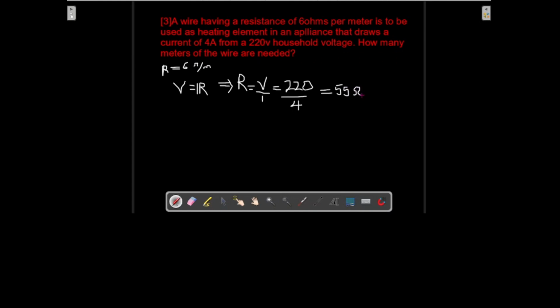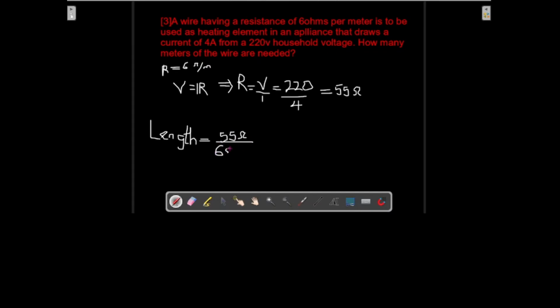Now think about this. If one meter of the wire has a resistance of 6 ohms, and we're looking for a total resistance of 55 ohms, that means if 1 meter is 6 ohms, then 2 meters has to be 12 ohms, 3 meters has to be 18 ohms. So we keep multiplying until we get to this 55 ohms. But how do we get the length instead of just multiplying until we get to that number? We can say the length of wire needed is equal to the resistance, which is 55 ohms, our measured resistance, over the resistance per meter, which is 6 ohms per meter.